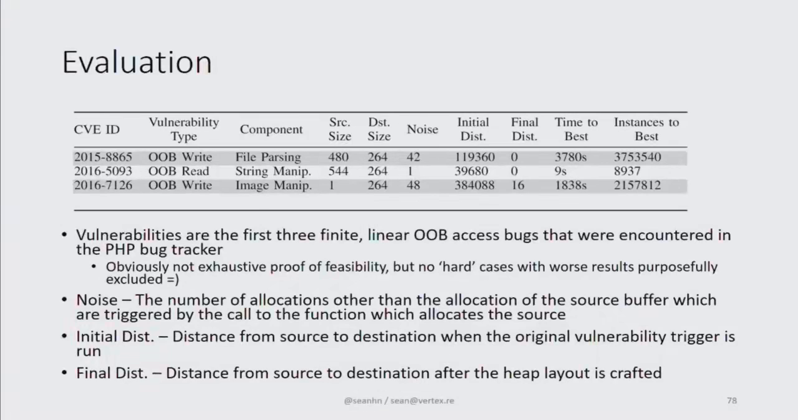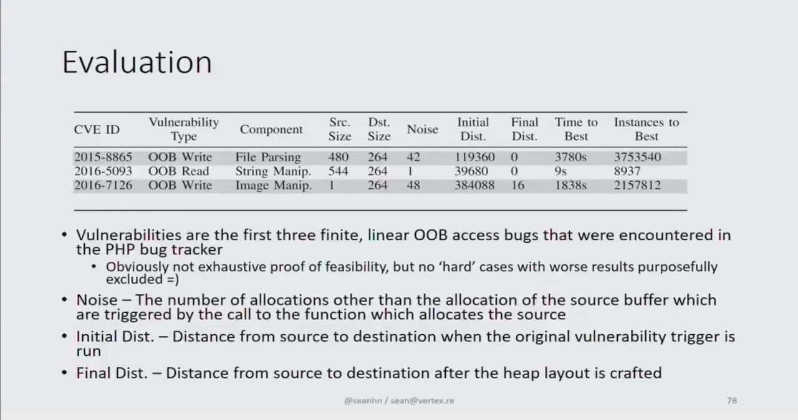Noise is a count of the number of allocations which are triggered when we allocate the overflow source that are not the source buffer itself. In other words, these are other allocations which can mess up our heap state, as I mentioned before. The initial distance is the distance between the source and the destination if we simply take the trigger as provided in the bug report, add our code to allocate the destination and simply run it.